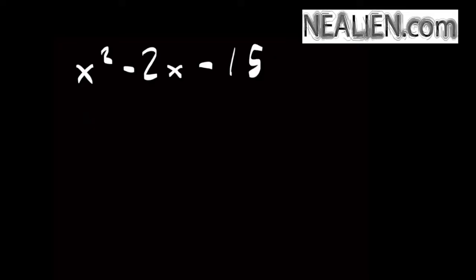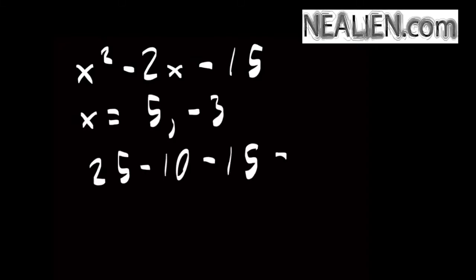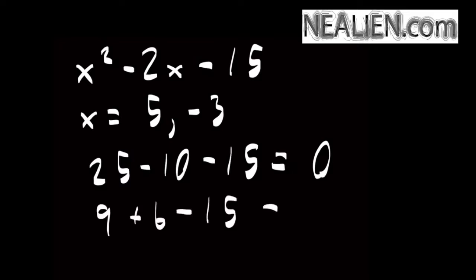If we want to confirm that, we can look at x squared minus 2x minus 15 and plug in the results we just got. We get 25 minus 10 minus 15 is 0, and we get 9 plus 6 minus 15 is 0. So it works. You might want to check it to see if you made a mistake, but if you haven't made a mistake, it should basically get you 0 for the y-coordinate.